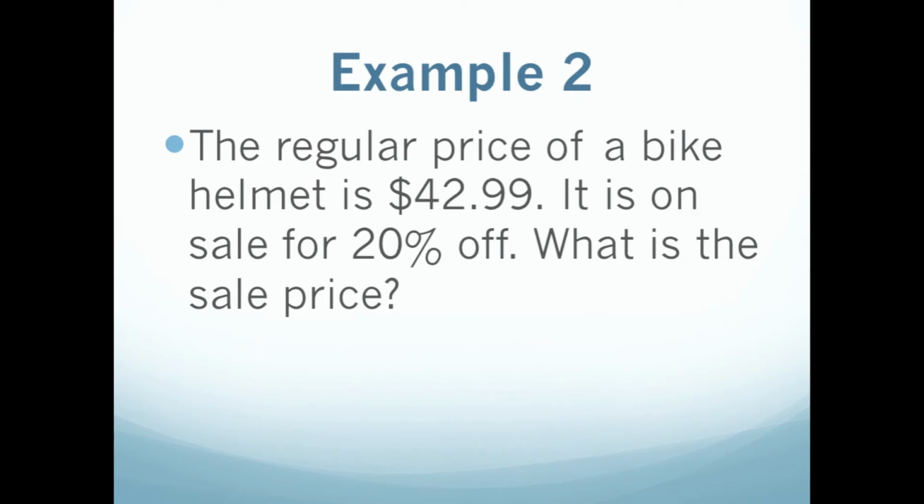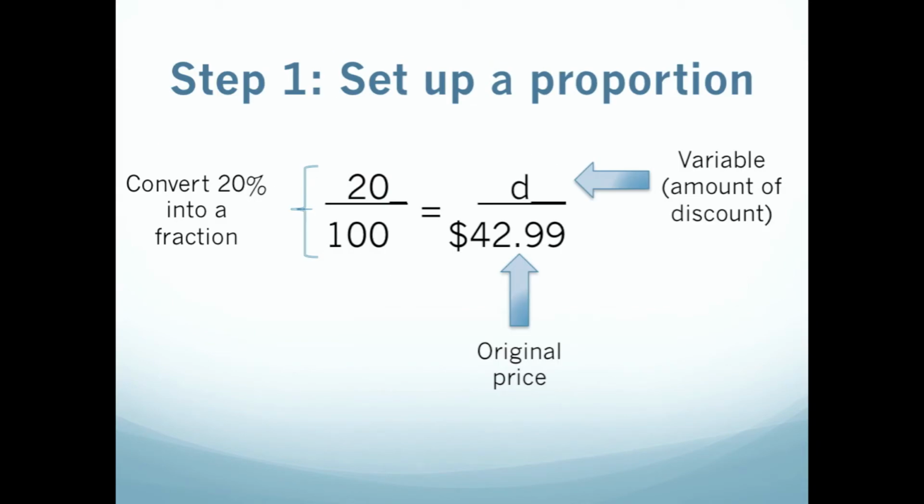So let's take a look at another example where we actually use the percent of change. The regular price of a bike helmet is $42.99. It's on sale for 20% off. What is the sale price? So for this, we're going to set up a proportion. One side of the proportion is going to be the 20% off as a fraction, and that's going to equal the variable over the original price. So 20% as a fraction would be 20 over 100, and that equals, we're going to use D as our variable, over the original price, which is $42.99.